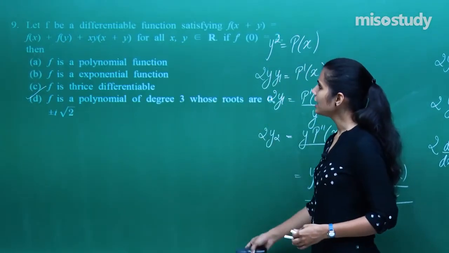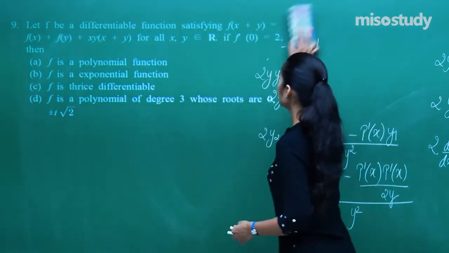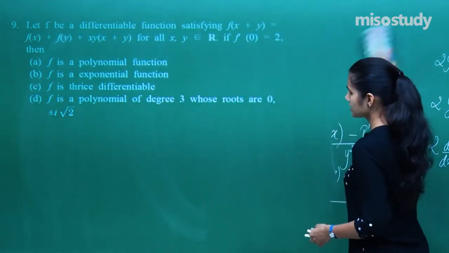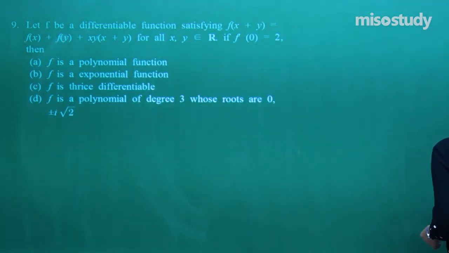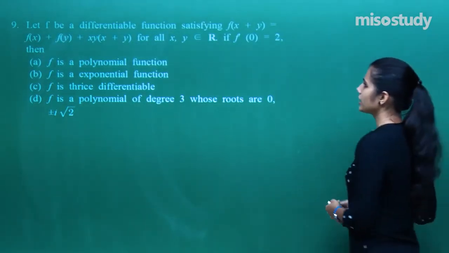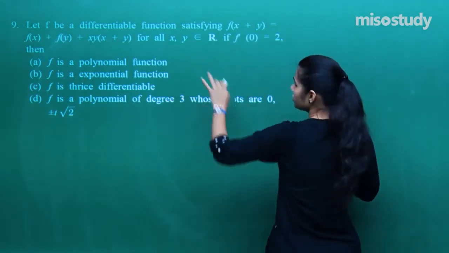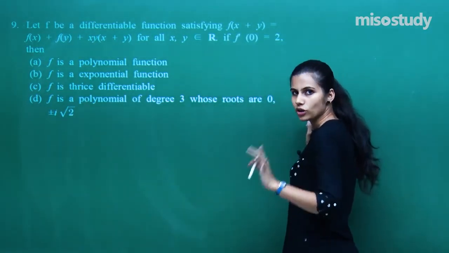Moving on to the next, we have f is a differentiable function satisfying f of x plus y is fx plus x f of y plus xy into x plus y for all x and y in the collection of all reals. F dash 0 is 2, then what happens next? Okay. Now here this equation is given to you of f of x plus y. Differentiate with respect to x keeping y constant.